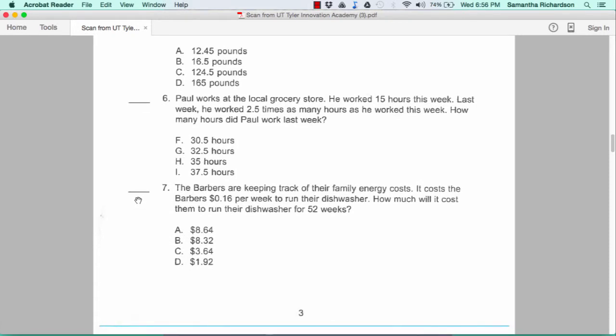Number 7. The Barbers are keeping track of their family energy cost. It costs the Barbers 16 cents per week to run their dishwasher. How much will it cost them to run their dishwasher for 52 weeks? A, $8.64, B, $8.32, C, $3.64, D, $1.92.